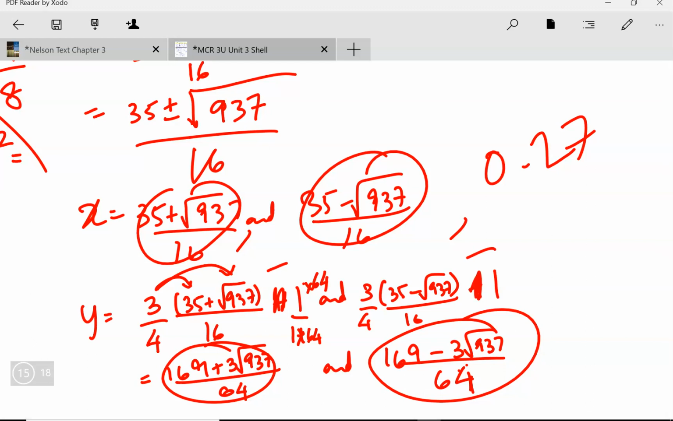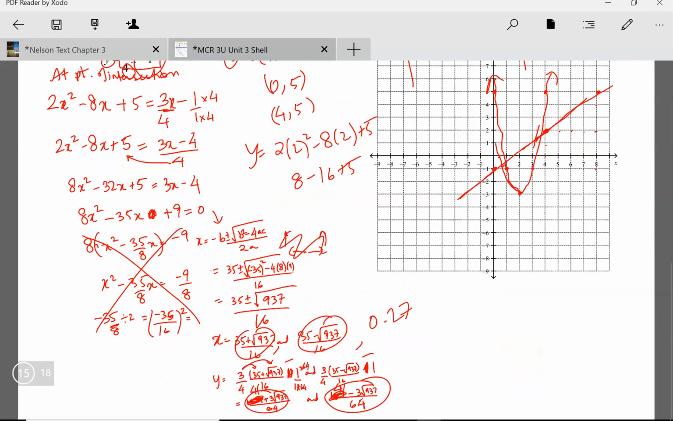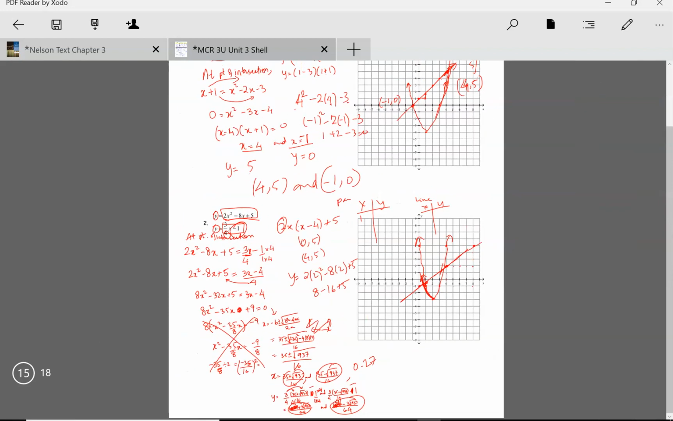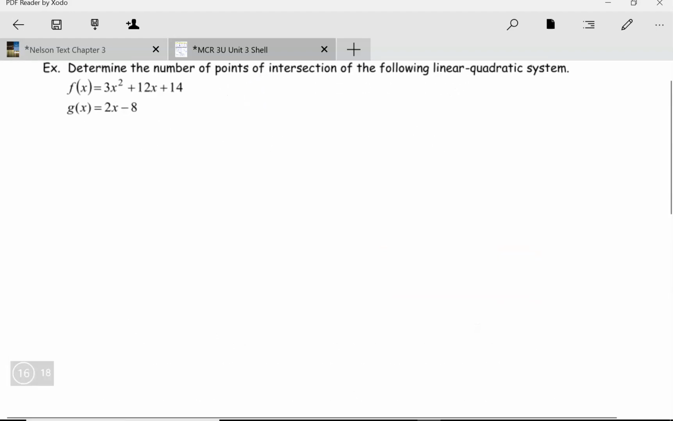105 minus 64 is 41. Okay. I'm sorry for wasting your time. Hopefully you skipped past all of this. I was just trying to check whether it was the same point that I was seeing here. If you do 41 minus 3 root 937 divided by 64, you should get negative 0.79. So this appears to be a point of intersection, which makes sense because if you draw your parabola nicely, you will get that point of intersection. Whatever. Moving on.